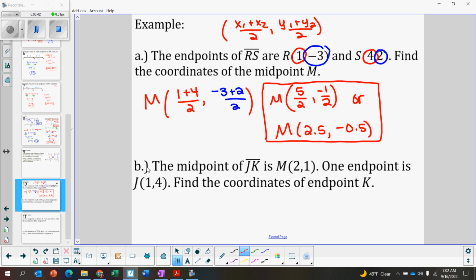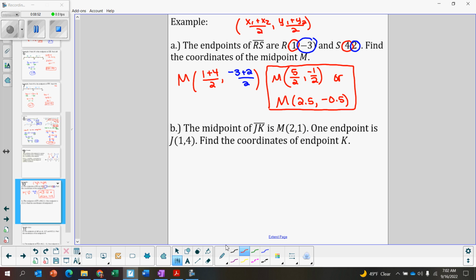We're going to look at example B a little differently. They're telling us the midpoint of JK is M. One of the endpoints is 1, 4. So the way I'm going to approach this problem is I'm going to put my points in order. We know J is 1, 4. We know the middle M is 2, 1. And then over here is K, but we don't know what it is.